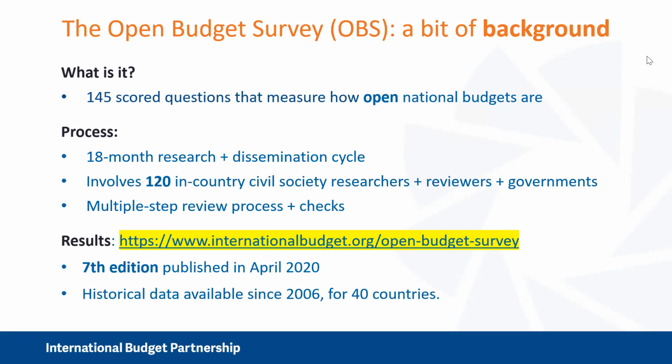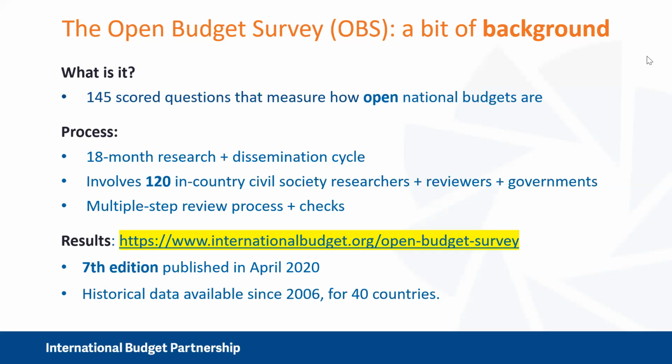Okay, so quick overview of the Open Budget Survey, which is an assessment of how open national budgets are. It's a very long research process, which involves an 18-month research and dissemination cycle. It involves 120 countries and over 350 people overall. So it's a fairly big undertaking. And the results of the latest survey were published in April this year. So, and that was the 7th edition.